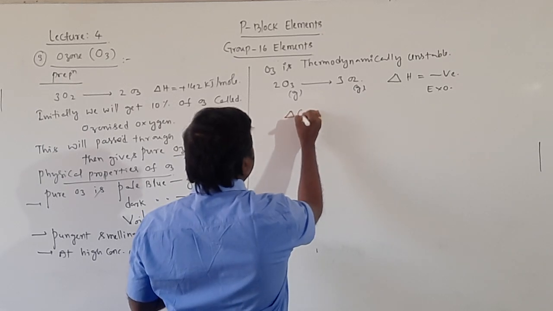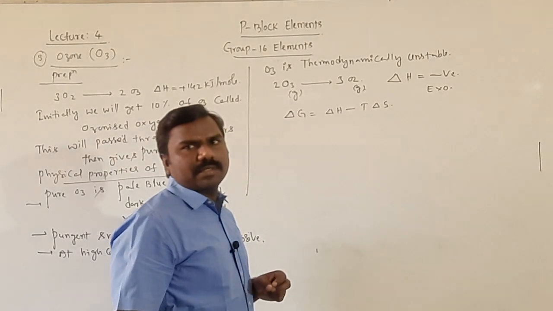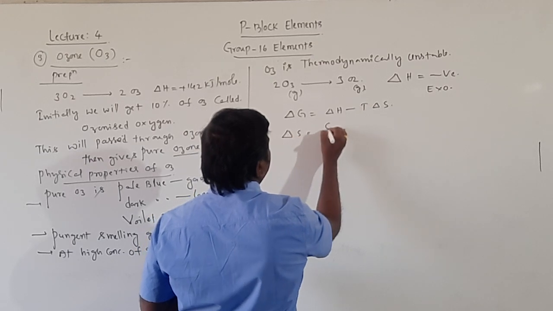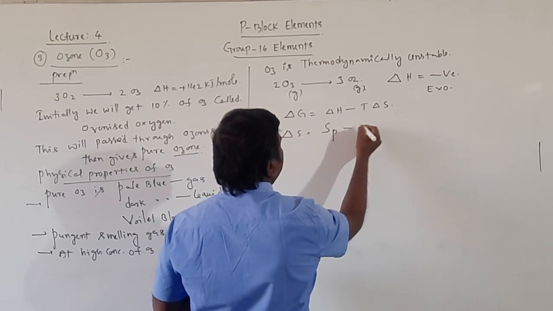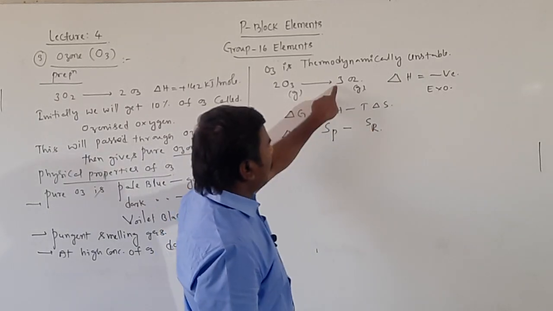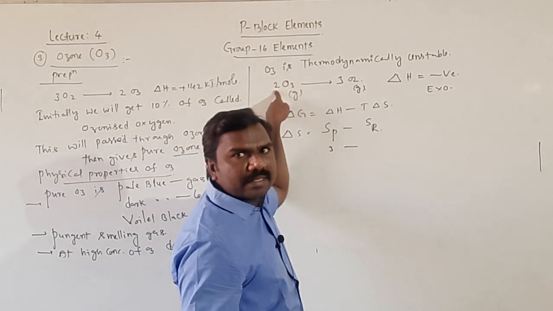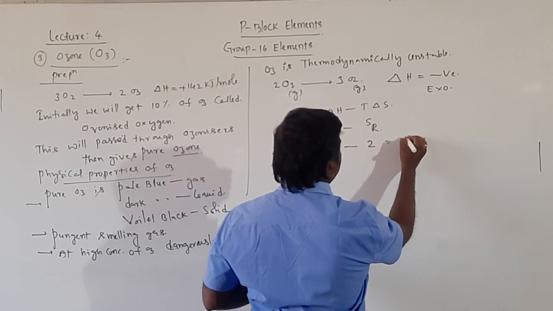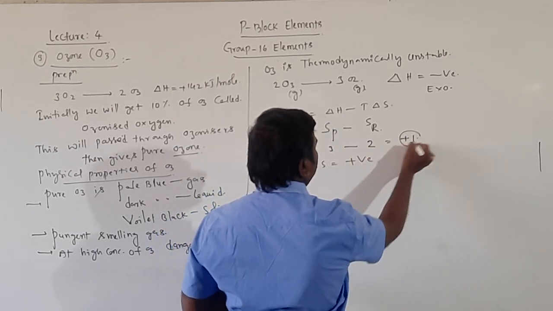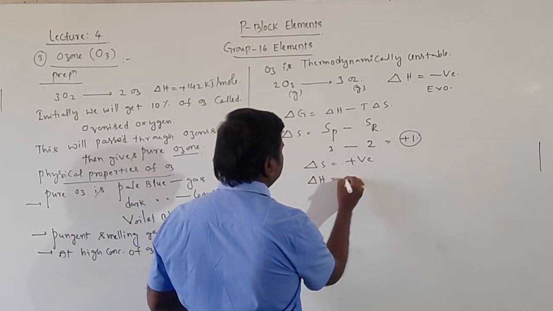You know delta G is equal to delta H minus T delta S. It is the Gibbs free energy equation. So delta S is the entropy of products minus the entropy of reactants. Products: 3 gases, so 3. Reactants: 2 gases, so minus 2, which is equal to plus 1. It means delta S is positive. Delta H is negative.